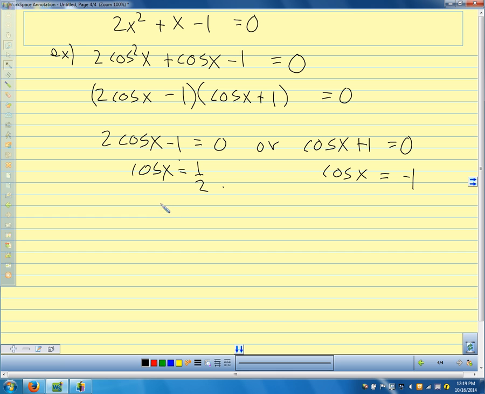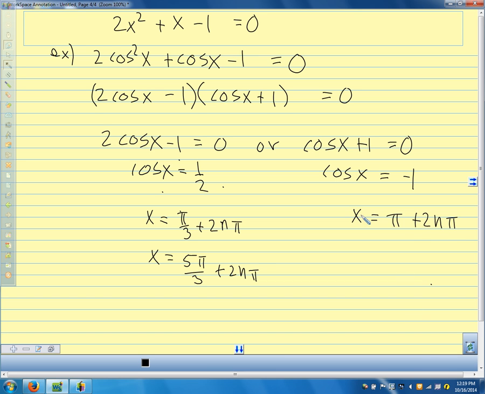Now we say, where on the unit circle, didn't we just solve this problem? Where cosine x equals 1/2? x equals pi over 3 plus 2n pi, and x equals 5 pi over 3 plus 2n pi. Now we say, where is cosine x equal to negative 1? Pi plus 2n pi. And you could also factor this pi out. You might also see it written as 2n plus 1 pi. Yes?